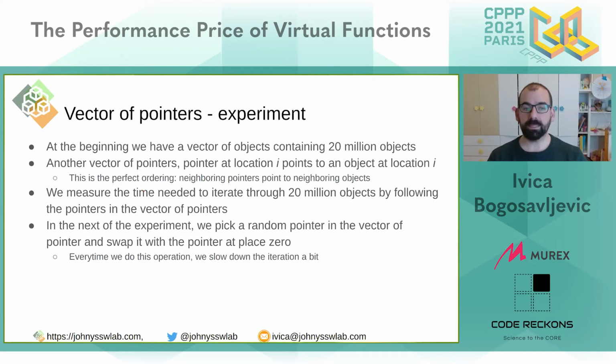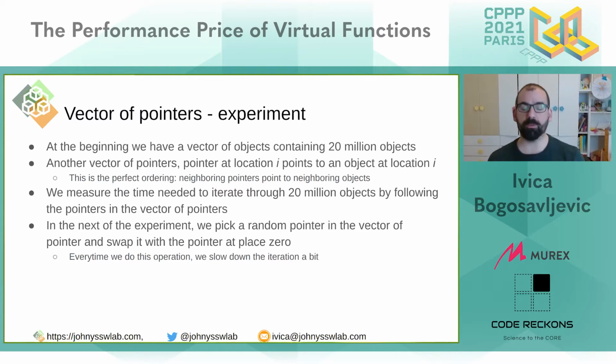Now what do we do next? We measure the time needed to iterate through 20 million objects by following the pointers in the vector of pointers. This is what we initially do. But in the next iteration, we pick a random pointer in the vector and swap it with the pointer at place 0. So we are actually shuffling the pointer vector. Every time we swap pointers in the pointer vector, we slow it down a bit, okay?